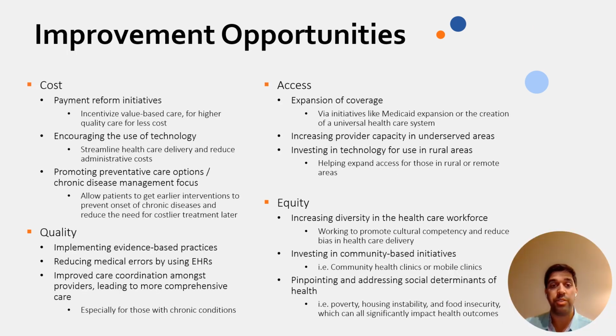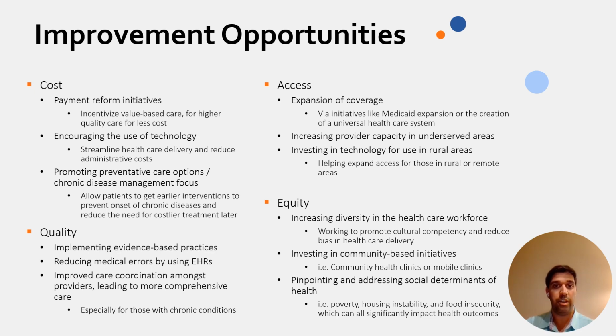The mixed model healthcare system offers areas of improvement to address issues related to cost, quality, access, and equity. In relation to cost, the U.S. healthcare system is one of the most expensive in the world, and improvements could be made by implementing payment reform initiatives, using technology to help streamline things, and promoting preventative care options with a chronic disease management focus.